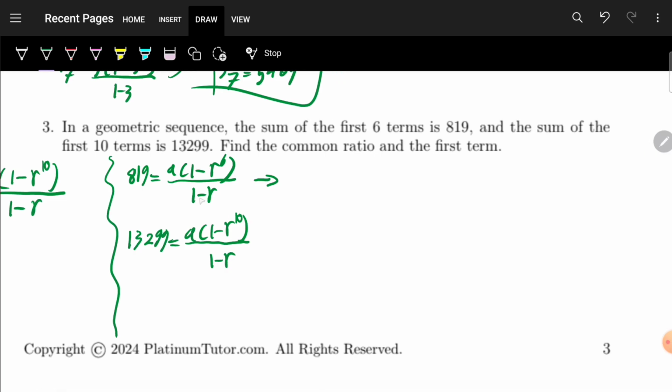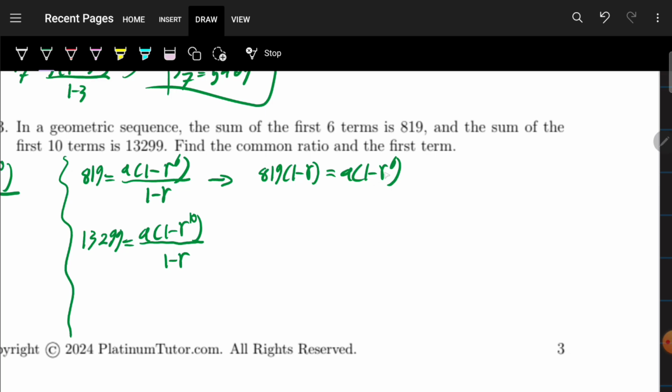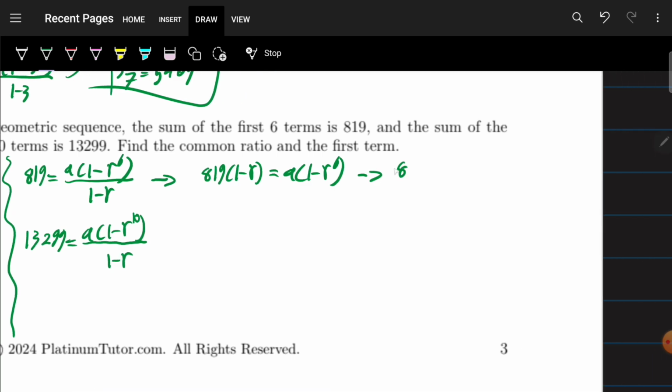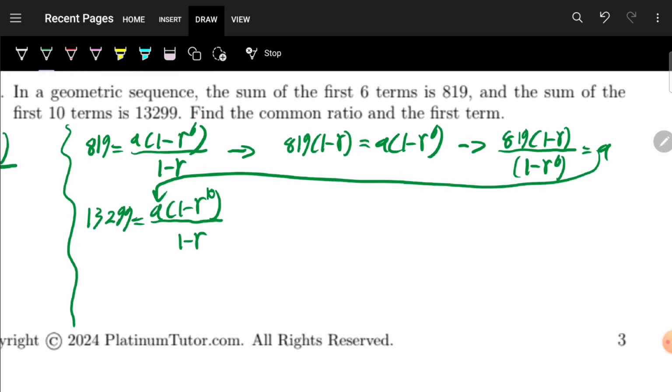Okay, so to solve for A, I'll multiply both sides by 1 minus R. So we'll get this. So this was multiplying both sides by 1 minus R. And I'll divide both sides by 1 minus R to the 6. So we'll get 819 times this guy over 1 minus R to the 6 is equal to A. Now I'll take this and plug it in there for A.